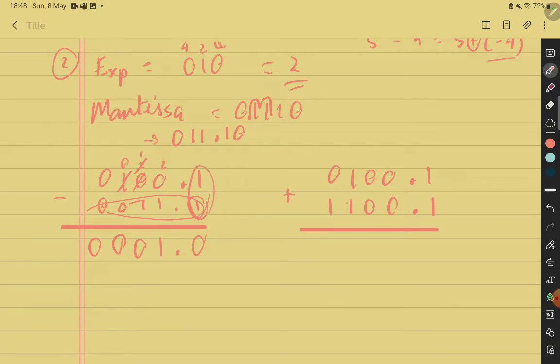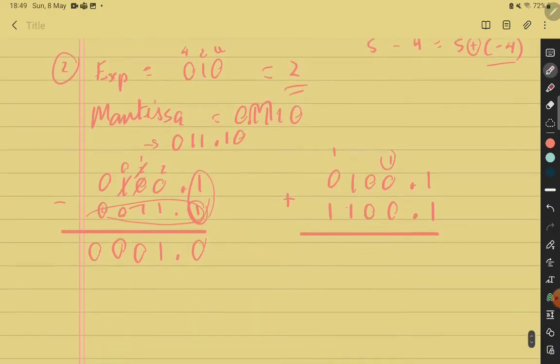So 1 plus 1, that's 2. Carry over the 1 there. 1 plus 0, that's 1. 0 plus 0, that's 0. Carry over the 1 here. Actually, my bad.